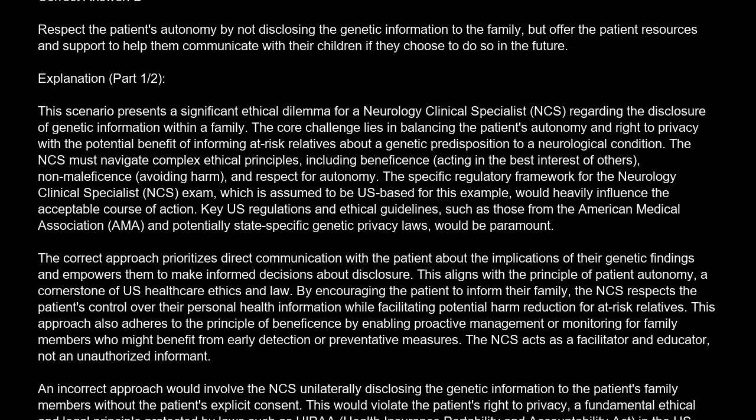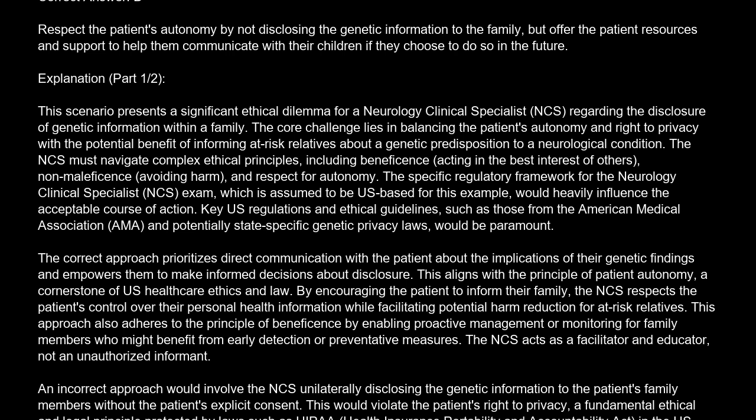Explanation. This scenario presents a significant ethical dilemma for a neurology clinical specialist, NCS, regarding the disclosure of genetic information within a family. The core challenge lies in balancing the patient's autonomy and right to privacy with the potential benefit of informing at-risk relatives about a genetic predisposition to a neurological condition.